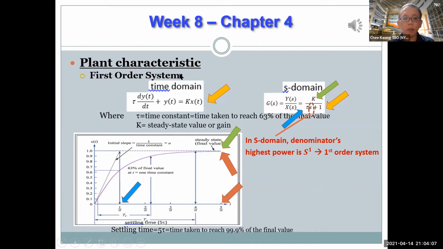But as you have guessed, first order will be the simpler form of the two. So first order is simpler than the second order. So first order, the general equation will look something like that with K over tau S plus 1. Now, K is your final steady state value, right?